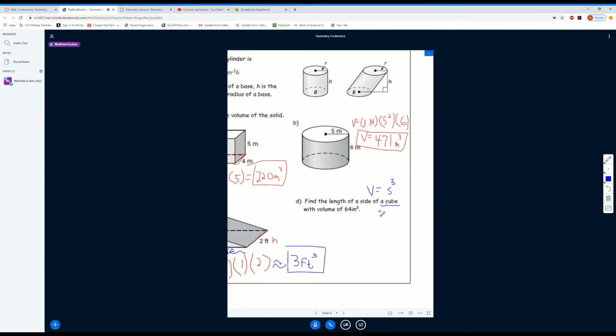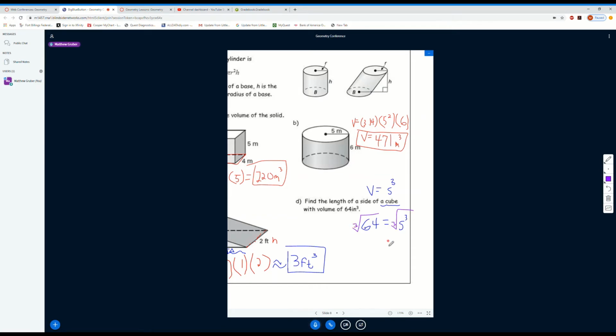So if I want to find the side length, we know the volume, 64 is the volume, that's equal to one of the sides cubed. Now, if we remember, when we have something squared, we take the square root to solve for the missing piece. If we have something cubed, we take the cube root in order to find the missing piece.